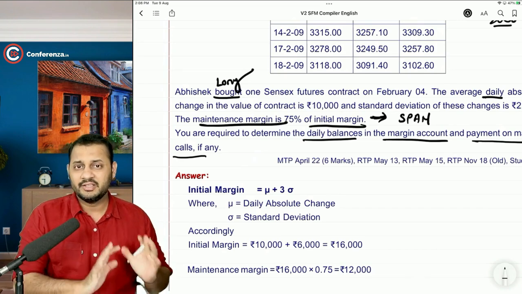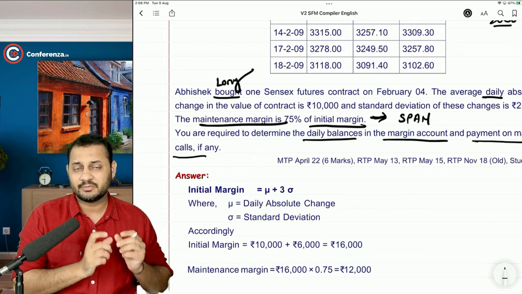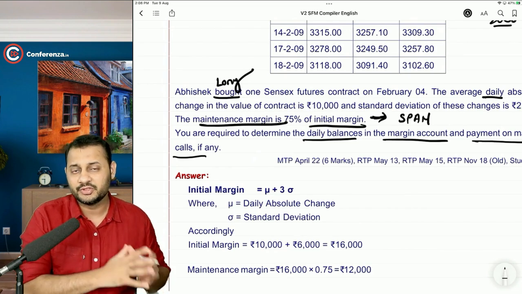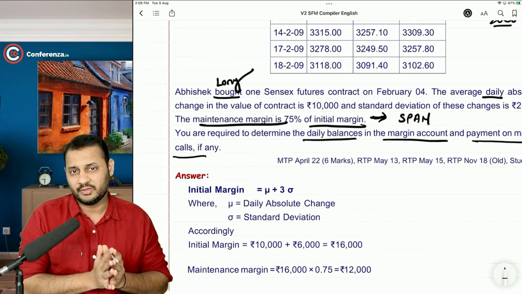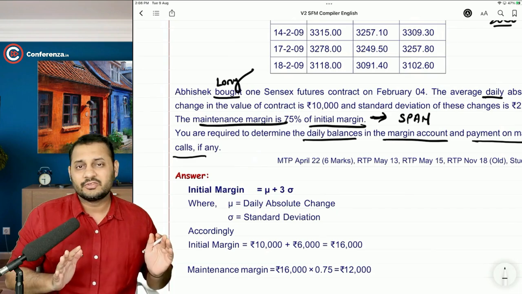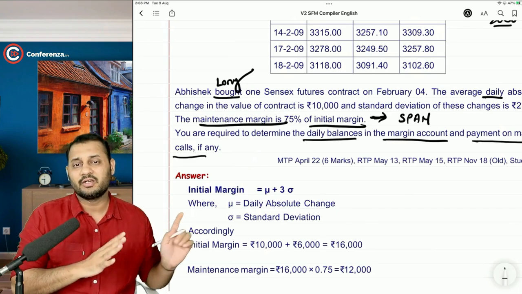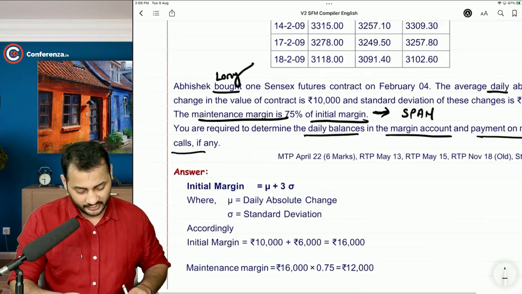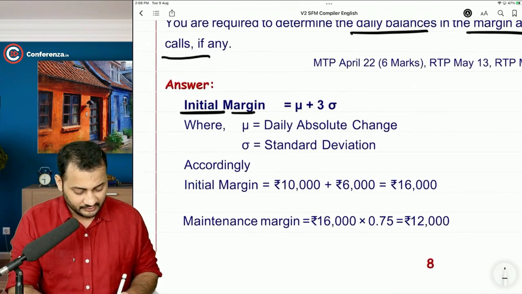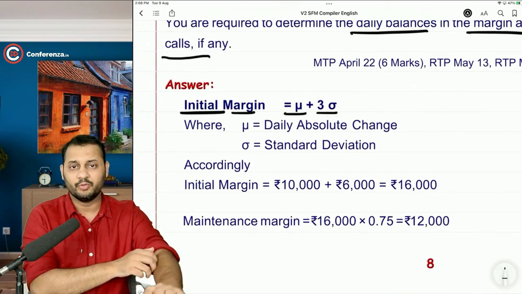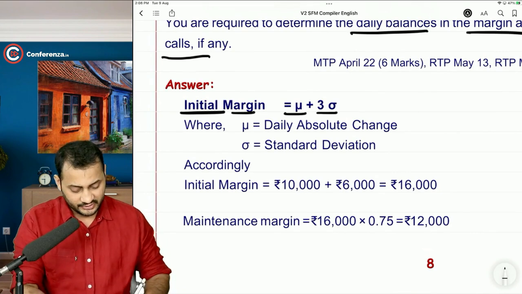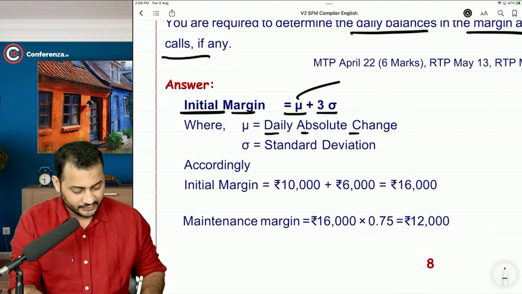Okay, but in this question and in our syllabus there is a specific formula that we are going to use. You will have to remember this formula, but practicality of this formula is nothing. So this is what we are going to call subjectivity. Okay, understand the formula of initial margin in our syllabus, that is nothing but mu plus 3 into standard deviation. First of all, mu is nothing but the daily absolute change.